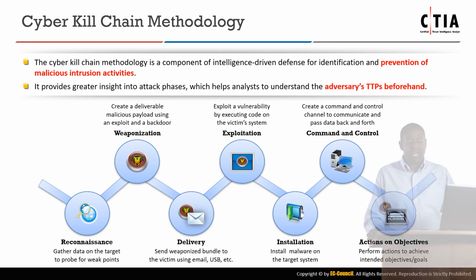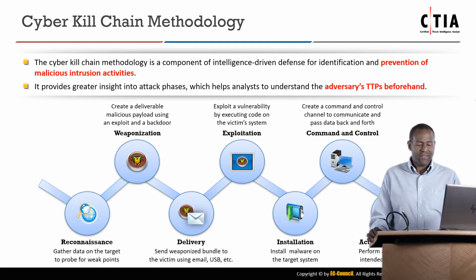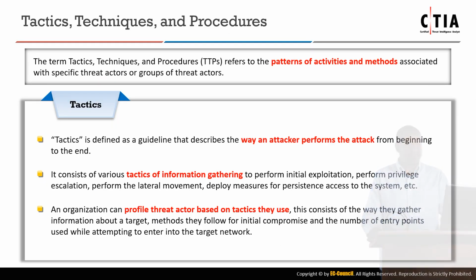And now we really have full control of that system or the network, allowing us to go to the last link, which is actions on objectives. So perform actions to achieve the intended goals on that system. That is the kill chain methodology.